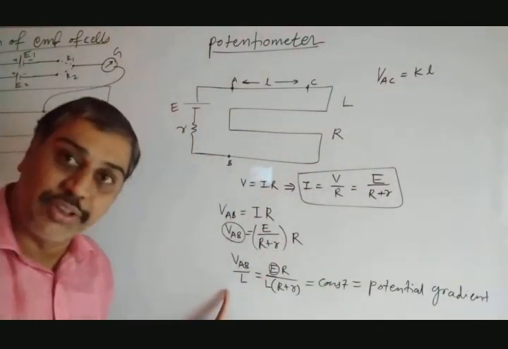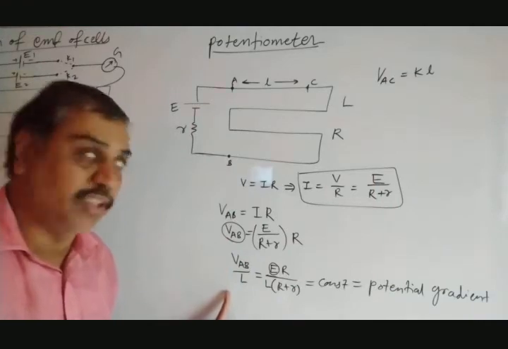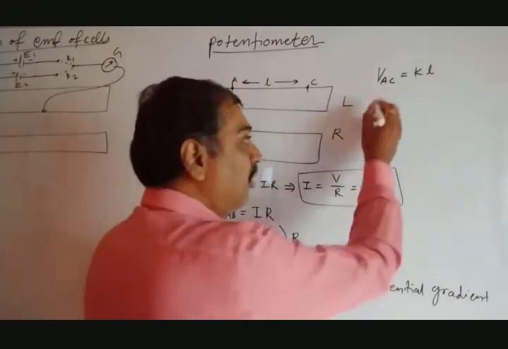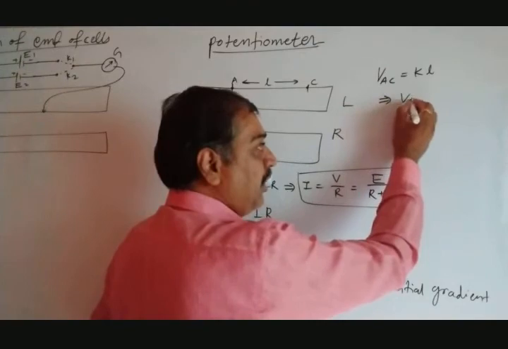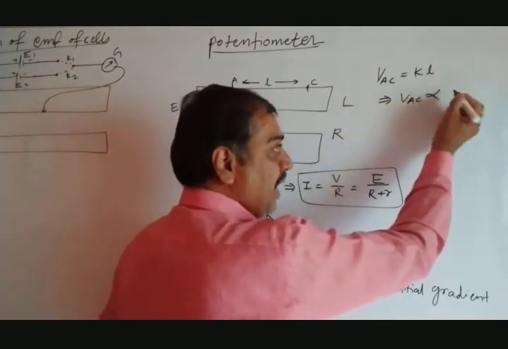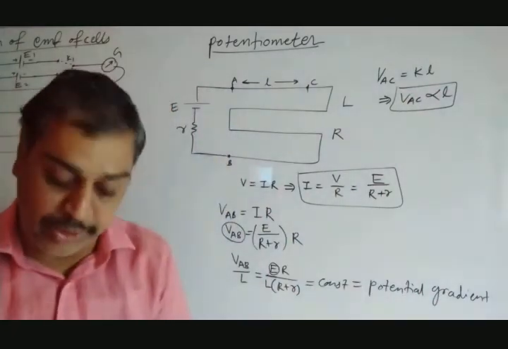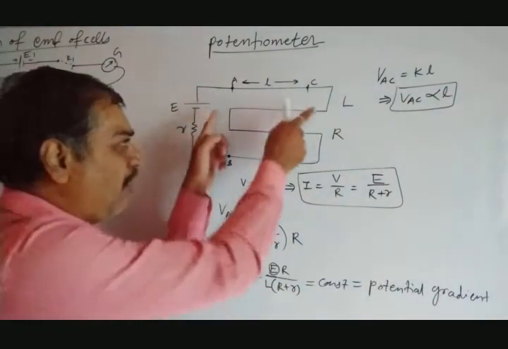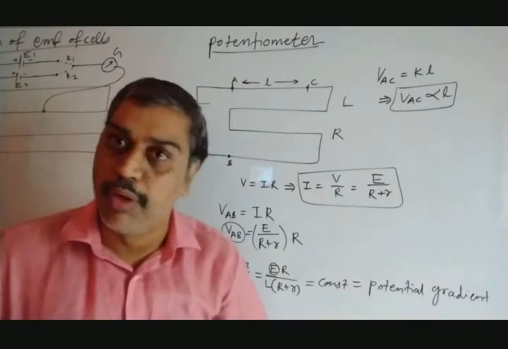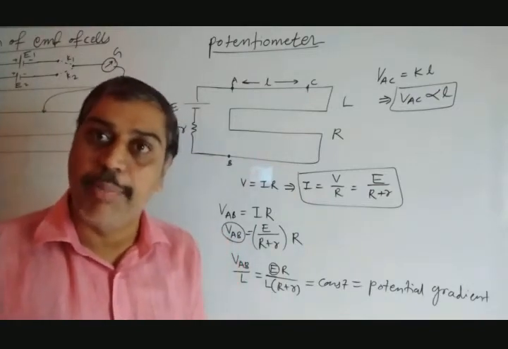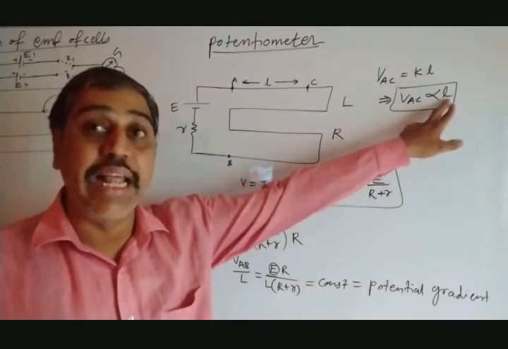It is always constant if the wire has uniform cross-sectional area. So K into L. This implies that the voltage across the wire AC of length l is directly proportional to its length. And this is the concept of working of a potentiometer across any part of the wire. If you want to know the voltage drop across that part, it is directly proportional to the length of that wire.